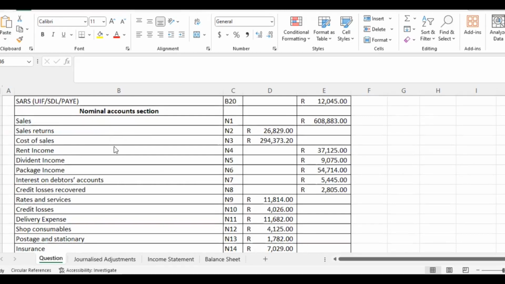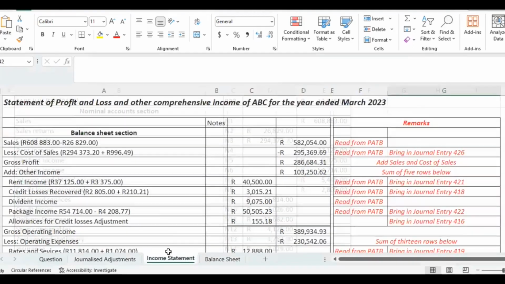Remember, whatever you see in the nominal account section here will reflect in the income statement that you are supposed to do. Now in this case, I already completed the income statement, and I've given you notes on the side so that you can see how we arrived at the amounts that I have in the income statement. So let's have a look here at the income statement. This is the statement of profit and loss and other comprehensive income of ABC for the year ended March.